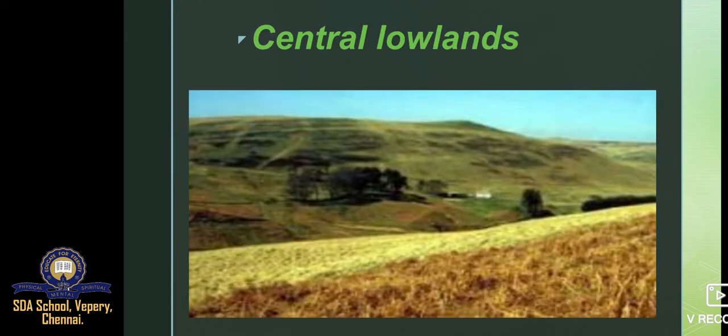Now we will see about the central lowlands. The central lowlands are vast stretches of plains which lie between the Andes Mountains and the eastern highlands. They consist of the Orinoco, Amazon and La Plata river basins. We will see some of these basins. There are some main basins in this central lowland.